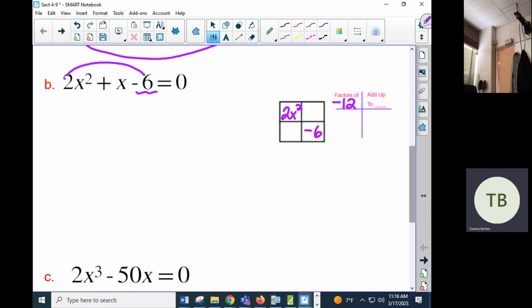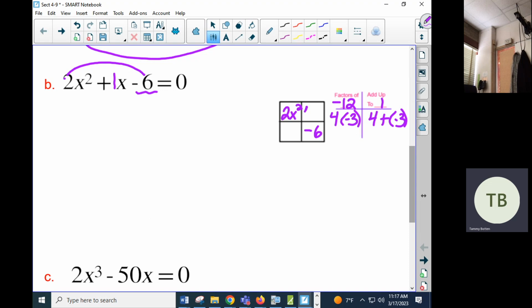So the coefficient of your x squared times your constant goes here. And then in front of your x is 1. So we just put a 1 here. Okay. Now, can you think of two factors of a negative 12 that add up to 1? 4 and negative 3. Very good. So 4 and negative 3 are my factors.